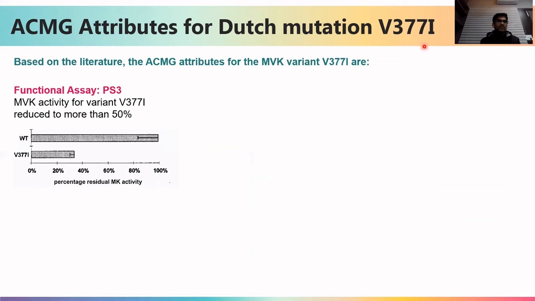Now, let's start with the functional assay. In this study, which was performed by Houghton et al., they identify that for the V377I variant, the MVK activity from the wild type has been reduced to more than 60%, as you can see. So it's significantly reduced. So for this particular variant, we can mark it as PS3.